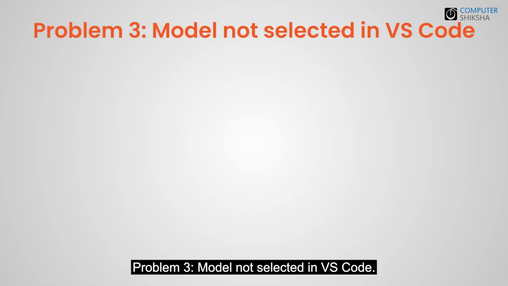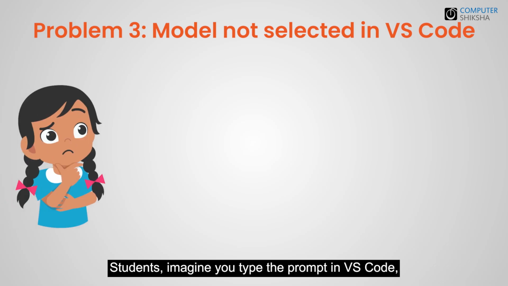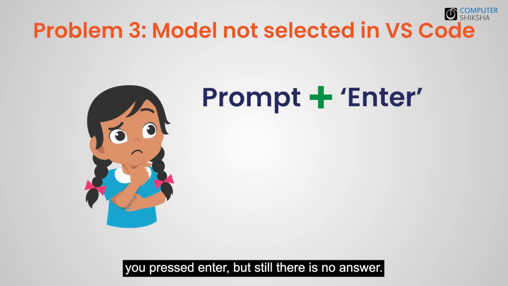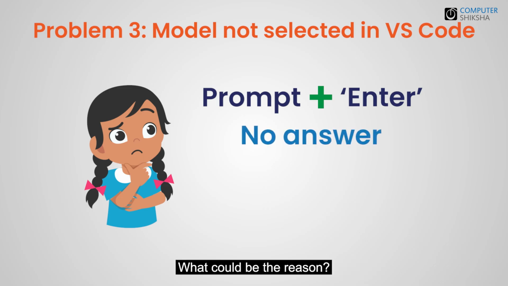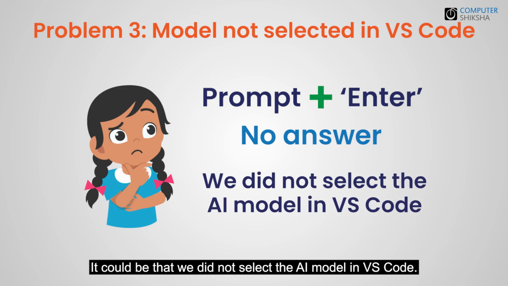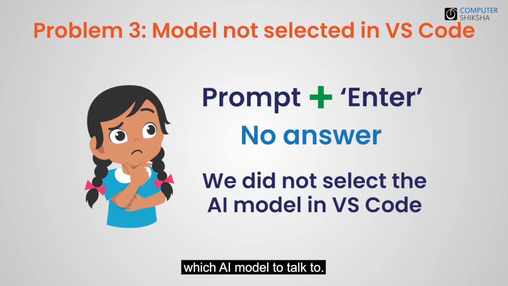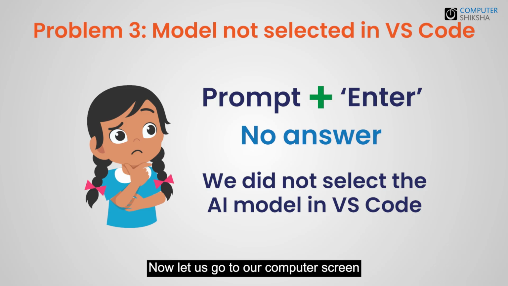Problem 3. Model not selected in VS Code. Students, imagine you typed the prompt in VS Code, you pressed enter, but still there is no answer. What could be the reason? It could be that we did not select the AI model in VS Code. If no model is selected in VS Code, then VS Code will not know which AI model to talk to. Now, let us go to our computer screen and check some settings in VS Code.